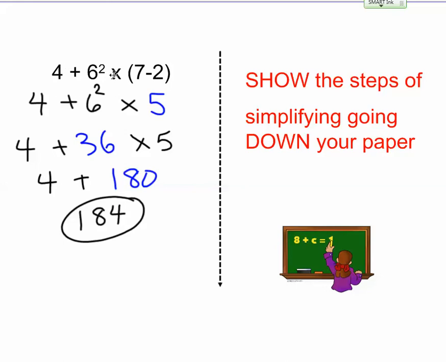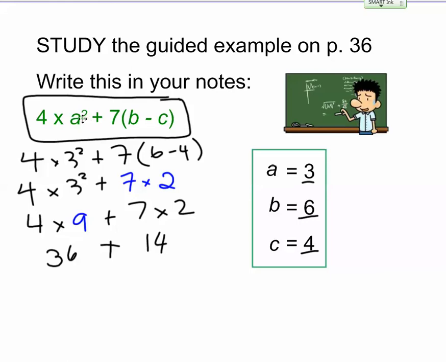4 plus 6 squared times 5. Next thing I do is the exponent, so I change that color to blue. I get 36. Bring down that I'm going to add 4 to that eventually, and I'm going to multiply that by 5. Next thing is multiply. Before I add, I get 180. Bring down that I have to add 4 for my next step, and this total is 184 for the value of this numerical expression.